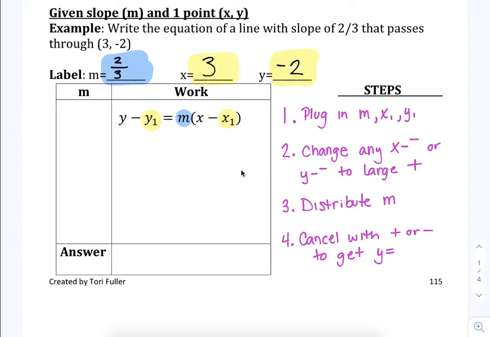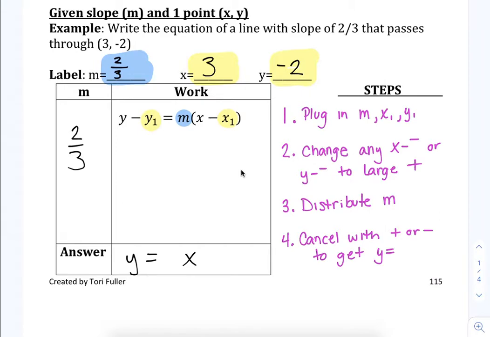Okay? All right, so do we have to do any work to find the slope? No, we already have that number. So I'm going to put my 2/3 over here. I already have that. Second step is I'm going to plug in my m, my x1, and my y1. Notice I'm not plugging them in for x and y because at the very end, that y and that x are going to still be in my equation. They are going to be part of my answer, so I don't want to mess with them. I only want to replace the x1 and y1.